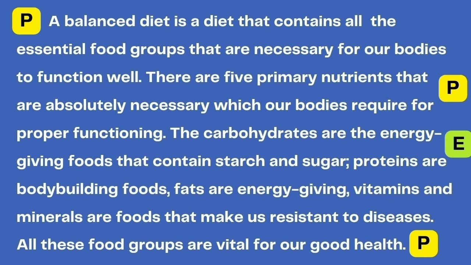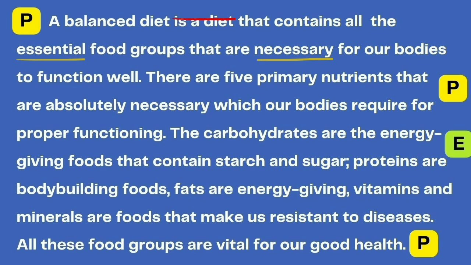We also need to be concise, and to be concise is to be brief, to shorten the thing and to make it as simple as possible by eliminating wordiness and redundancy. Therefore, rather than say a balanced diet is a diet, just remove is a diet and just say a balanced diet contains. So we'd say a balanced diet contains all the essential food groups that are necessary for our bodies. Then we look at essential and necessary. Are they saying the same thing? Essential means vital, absolutely important. Necessary also means absolutely important. So we don't need both the word essential and necessary.